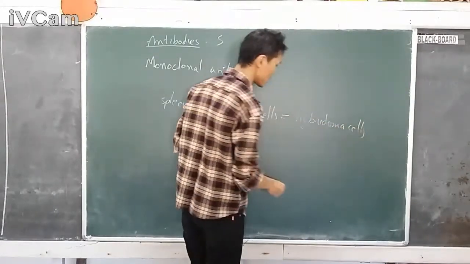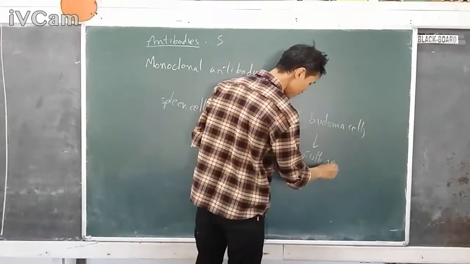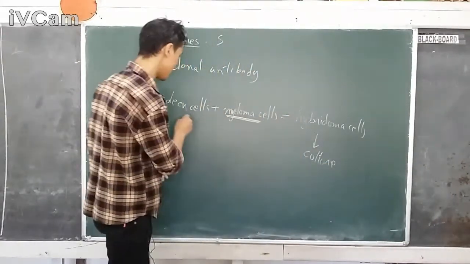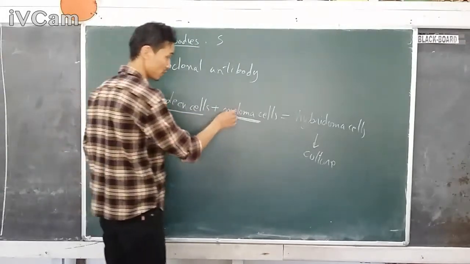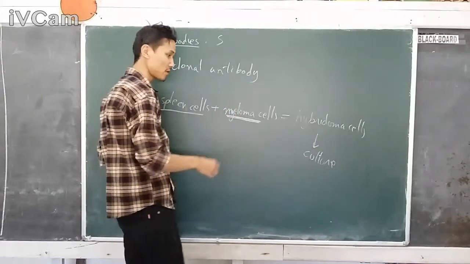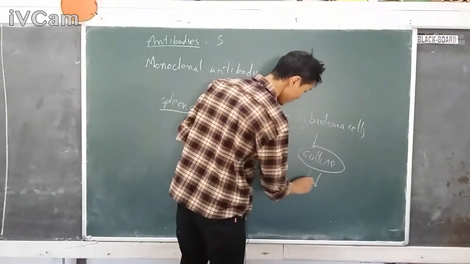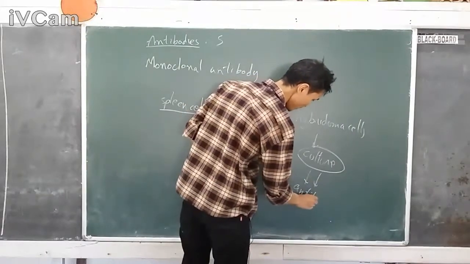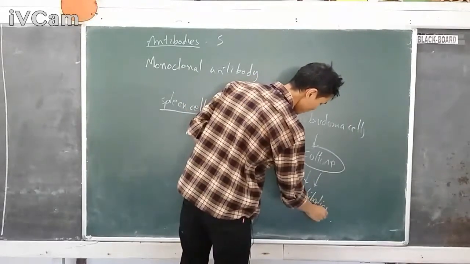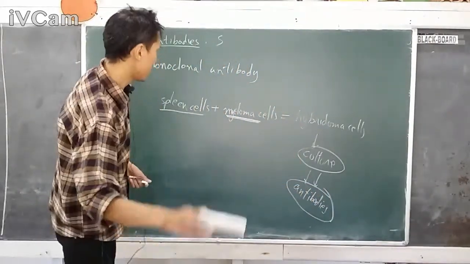These hybridoma cells are grown in culture. The spleen cells are responsible for the production of antibodies. The myeloma cells are for the increase of the cells, because these are nothing but cancerous cells. So once they are grown in culture, we get a huge amount of antibodies, and these antibodies are used to fight off infections.